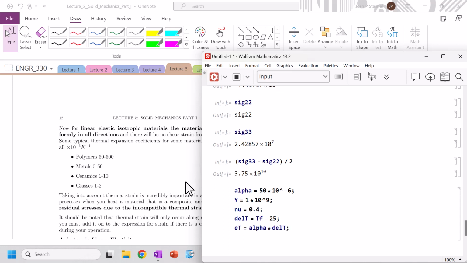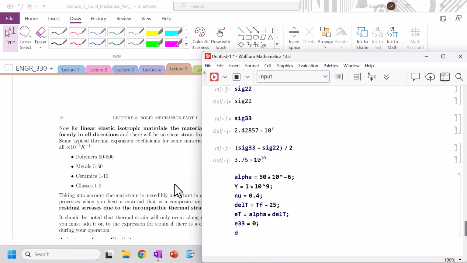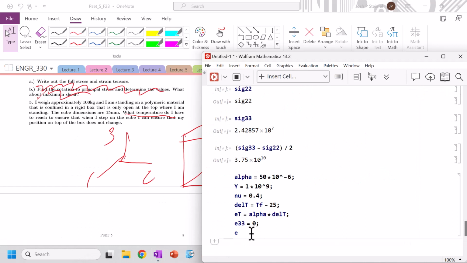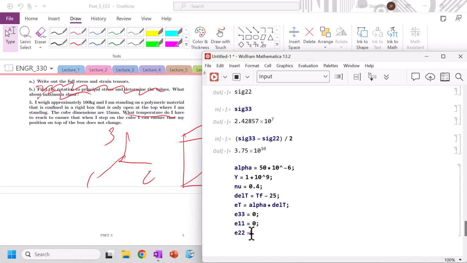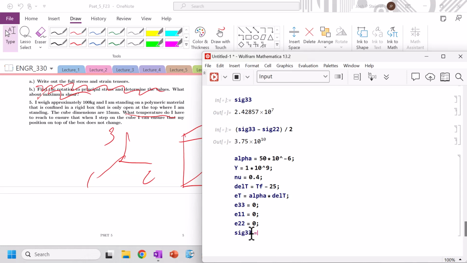So let's start to define. We also know that my E33 has to be equal to 0. If we are in a rigid box, we also know that the strain in the 1,1 is also going to be equal to 0. The strain in the 2,2 must also be equal to 0 because we're constrained. Let's do sig33 ahead. Our L naught, our side length, is going to be 15 times 10 to the minus 3.